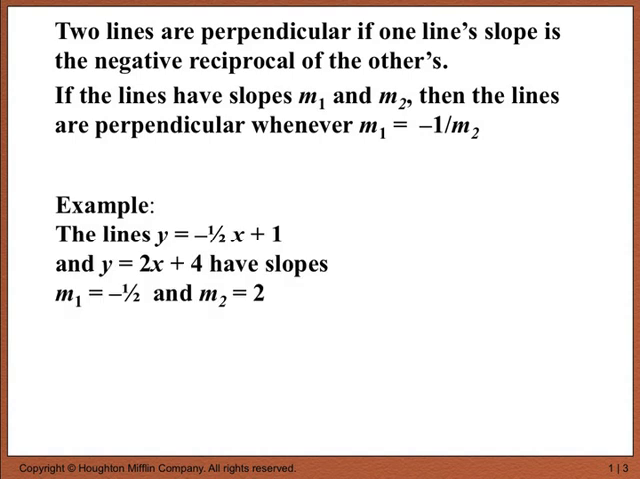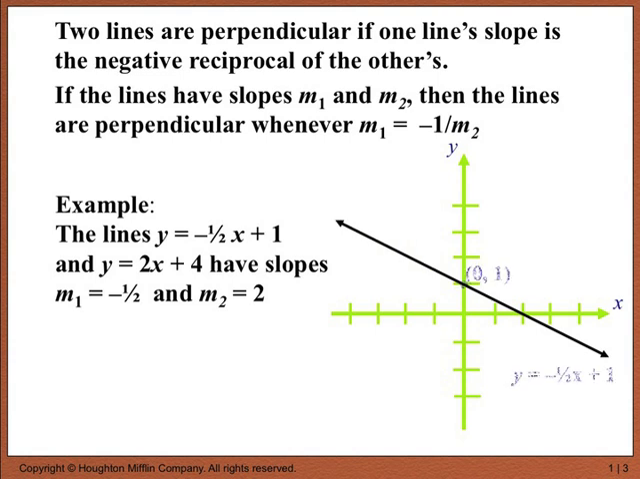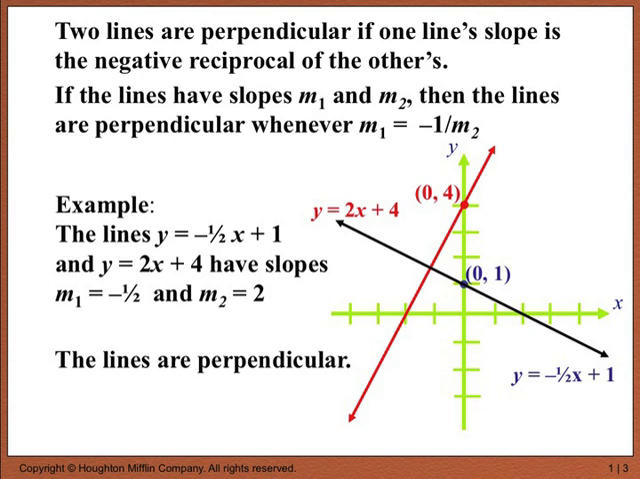Here's an example. The lines y equals negative 1/2 x plus 1 and y equals 2x plus 4 have slopes m1 equals negative 1/2 and m2 equals 2. If you look at these as y equals mx plus b, you can clearly see that m1 and m2 have these values. Graphing the two lines, line 1 has a y-intercept of (0, 1). Line 2, the red one, has y-intercept (0, 4). These lines are perpendicular, and that means their slopes are negative reciprocals of each other.